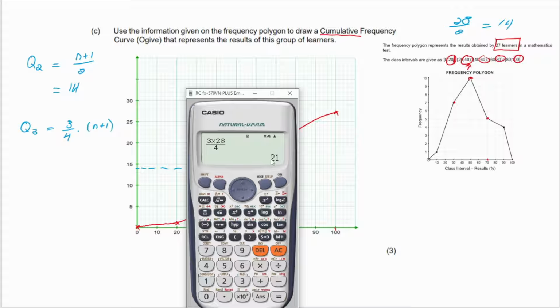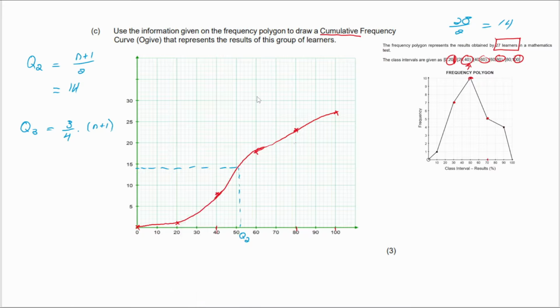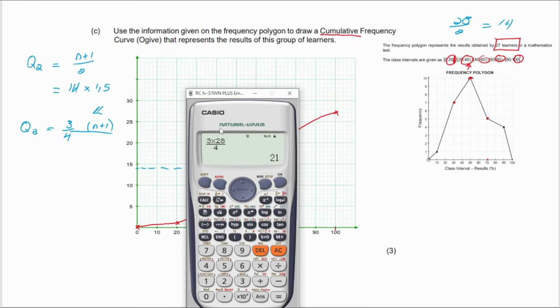So at 21. Okay, that is where we would find Q3. Okay, so yeah, it was initially what I wrote here. Yeah, I just did it wrong. So this thing tells you where Q3 is. Or what you can do is you can just say this thing times 1,5. I'll show you it's the same thing. So 21 and 1,5 times 14.